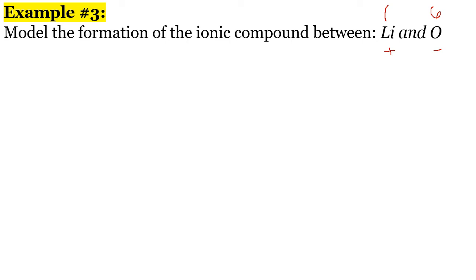So again, let's start by drawing our initial structures. So I have oxygen that has 6. Okay, and then I have lithium. Lithium has 1. All right, so lithium being a cation is going to lose that electron. So it's going to transfer over to the oxygen. So lithium will now have 0, and oxygen will have 7.